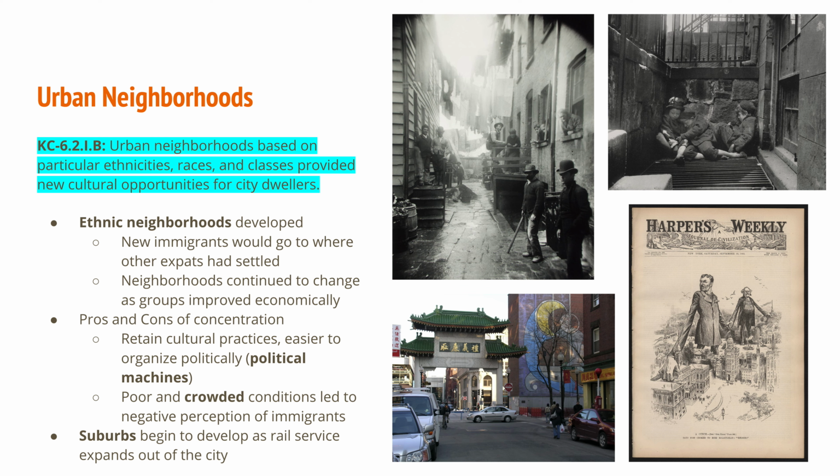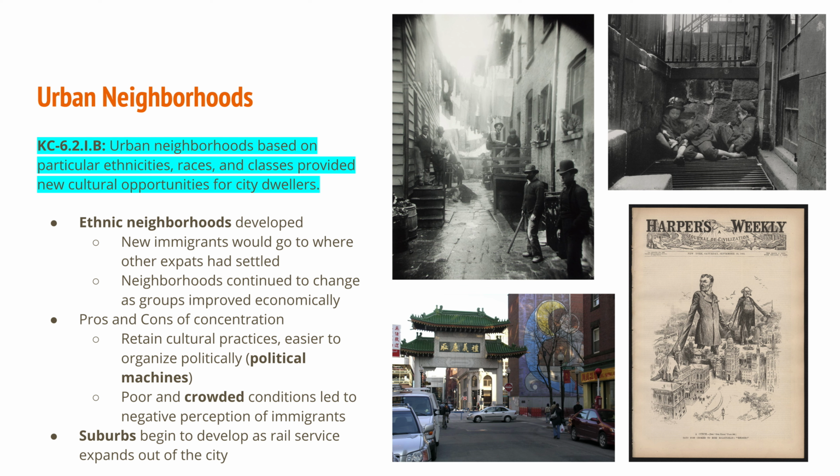So there's pros and cons to this concentration. You were able to retain cultural practices. It's easy to organize politically, especially if you're the Irish and using political machines, as you see on the right side. These political bosses were very often friendly towards immigrants because they knew that eventually they would become voters, and they would vote for the party machine that helped them establish themselves once they reached the United States.